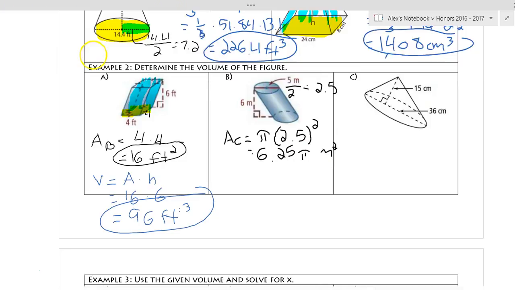So to find my volume, since this is just a cylinder, it's just area times height. The sides aren't slanted together; they don't come to that tip, that point. So this would be 6.25 pi times my height, which is 6, because again, you can just push that up. When I multiply those, I get 37.5 pi meters cubed.